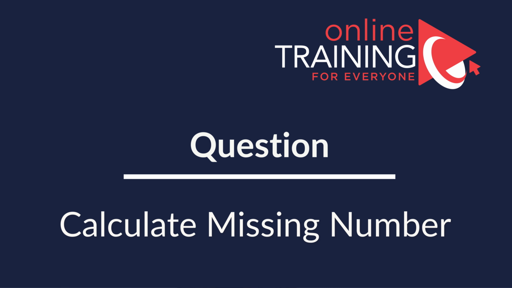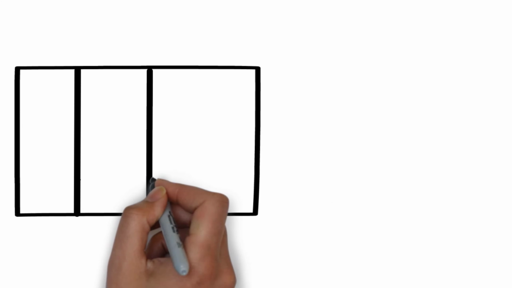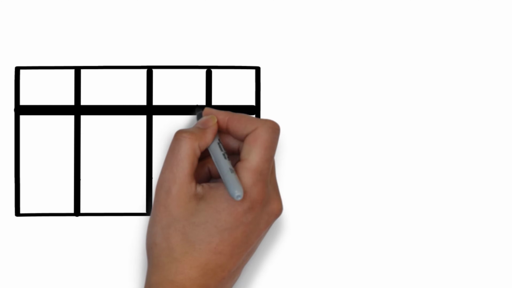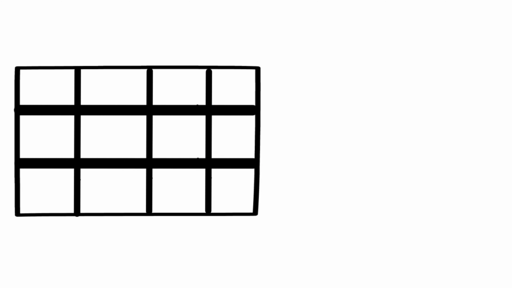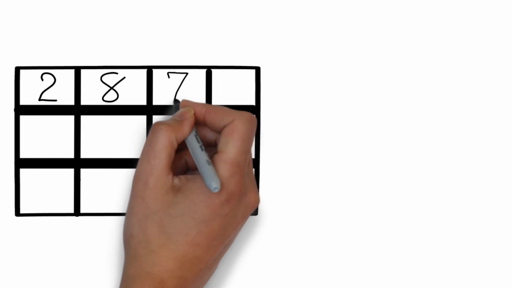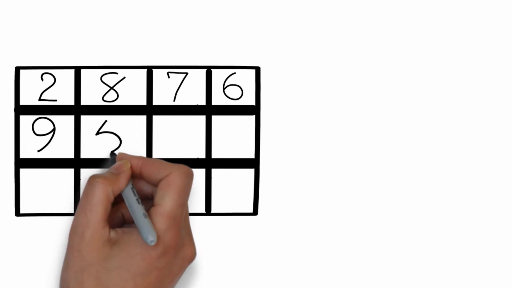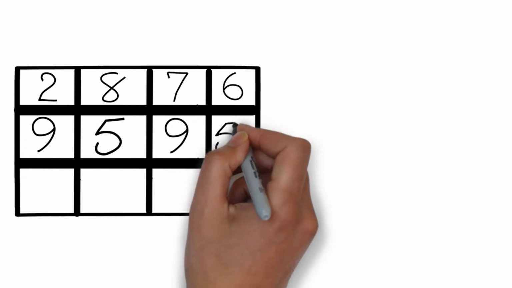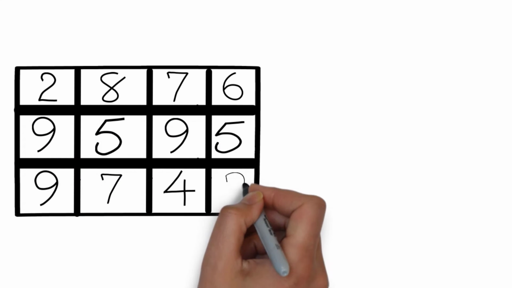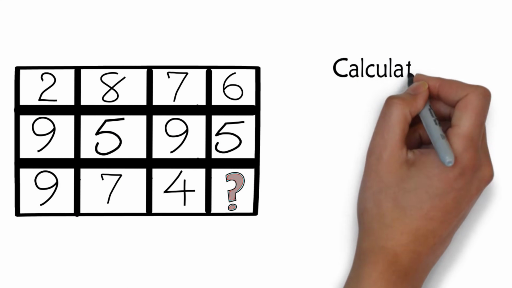Here's one of my favorite questions because it is very frequently used on the test. You're presented with a 4x3 matrix. Each cell in the matrix has a number. For example, the first row has numbers 2, 8, 7, and 6. The second row has numbers 9, 5, 9, 5. And the third row has numbers 9, 7, 4, and the number in the bottom right corner is missing. And this is exactly what you need to calculate.